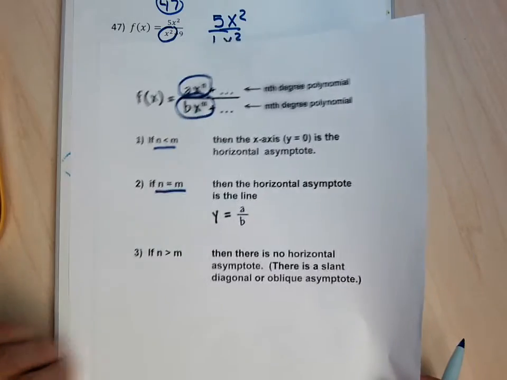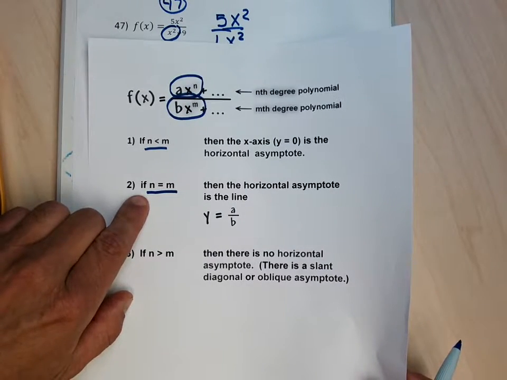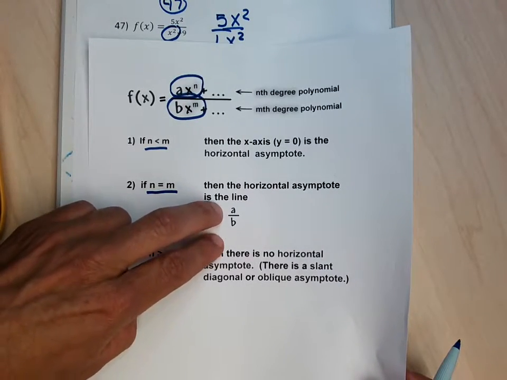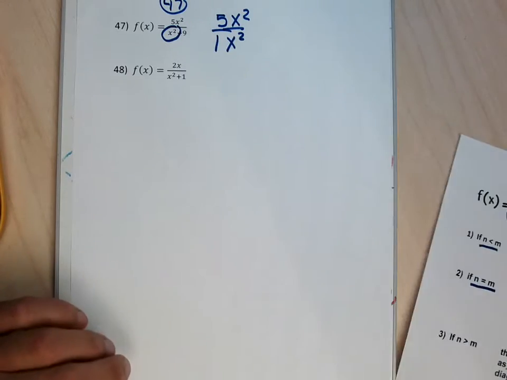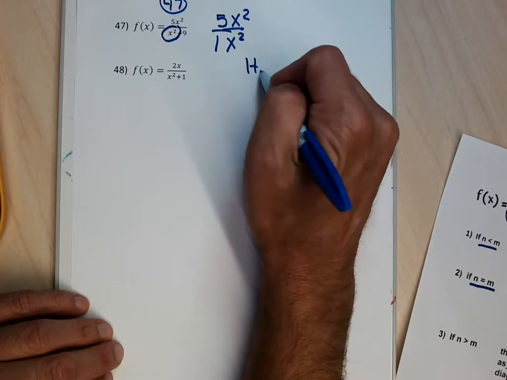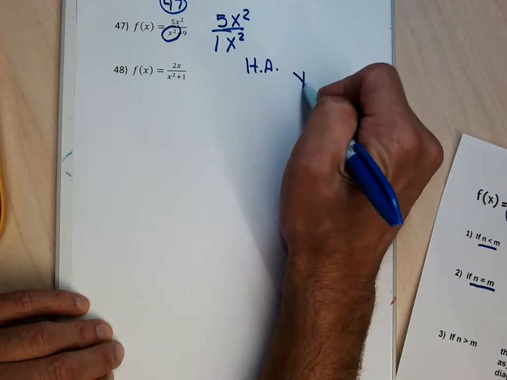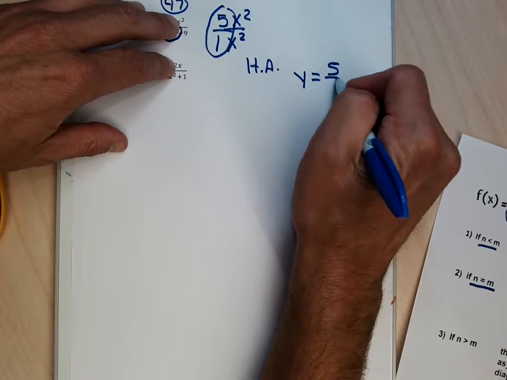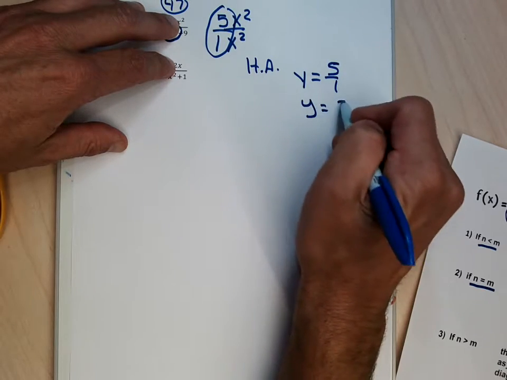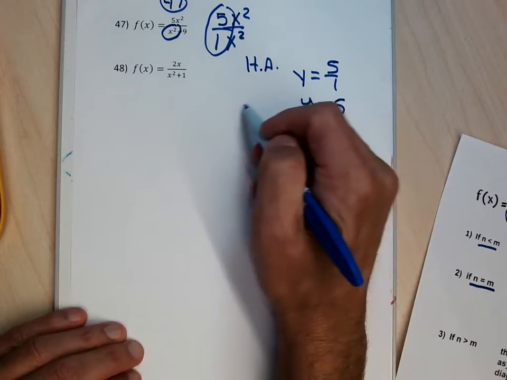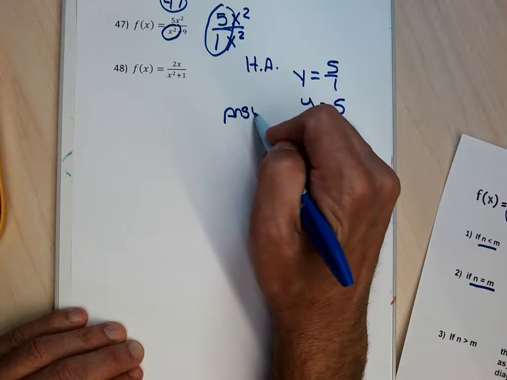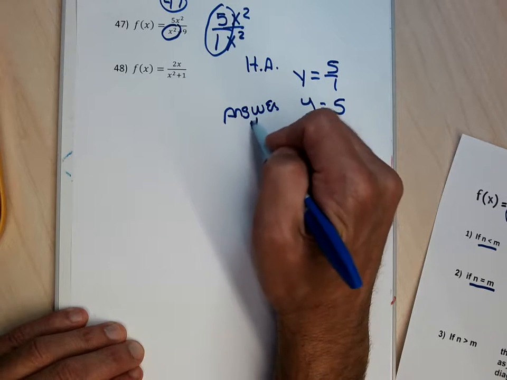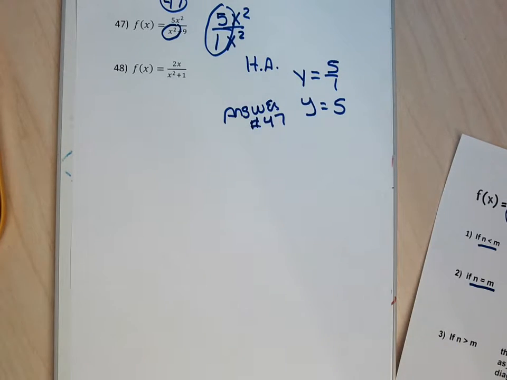When there's a tie between the numerator and the denominator, you divide the coefficients of that term to get the horizontal asymptote. So in 47, the horizontal asymptote is going to have an equation y equal to 5 over 1, and that fraction reduces to y equal to 5. So that would be the answer for number 47.